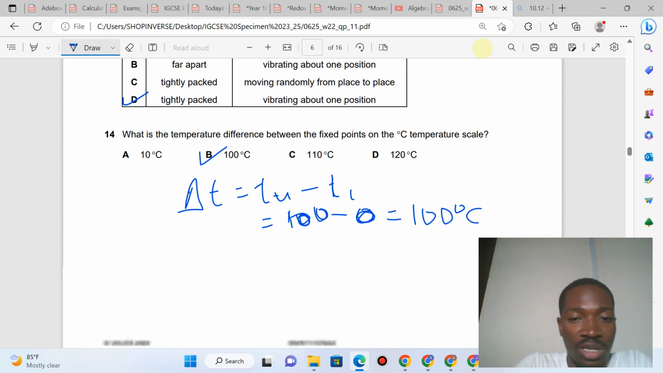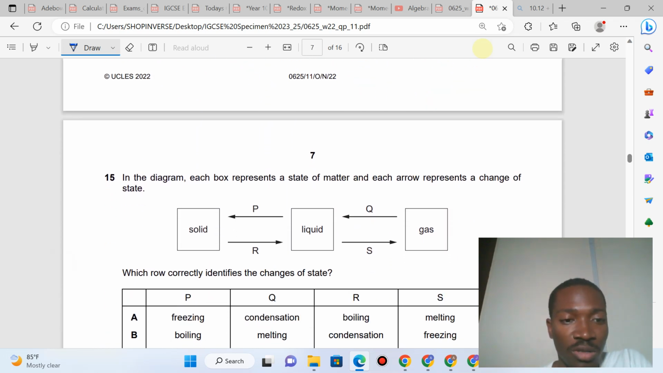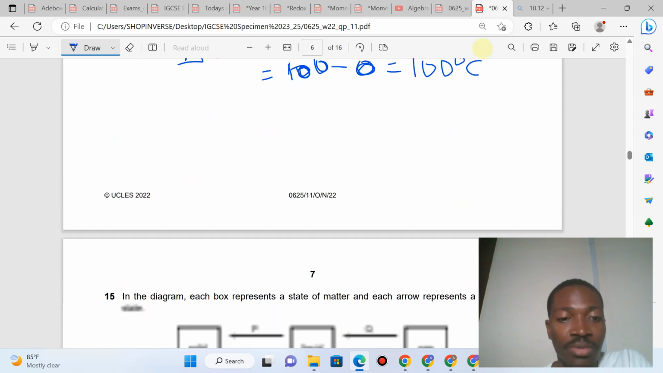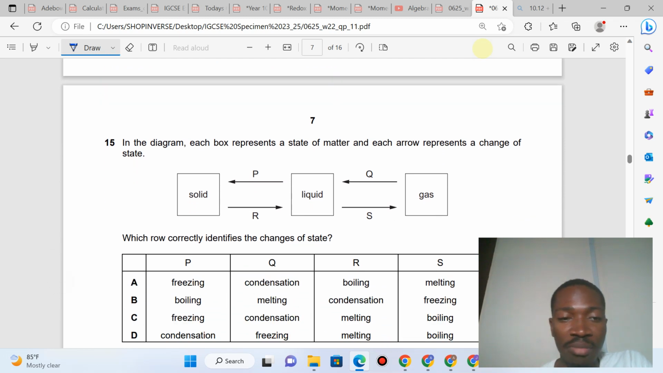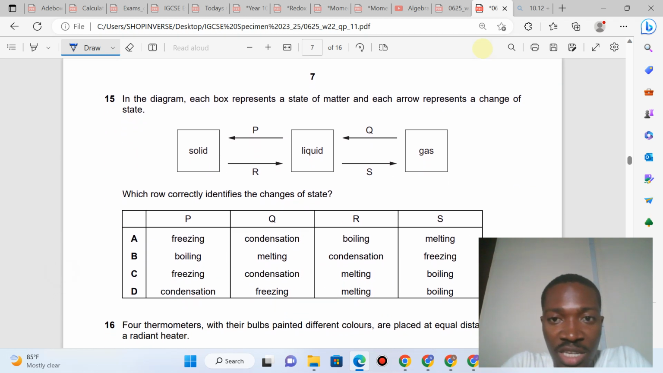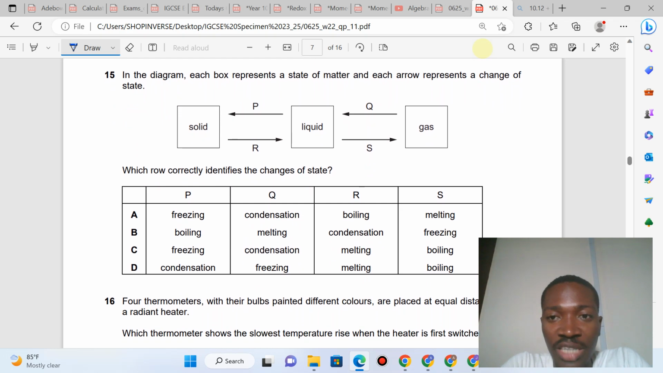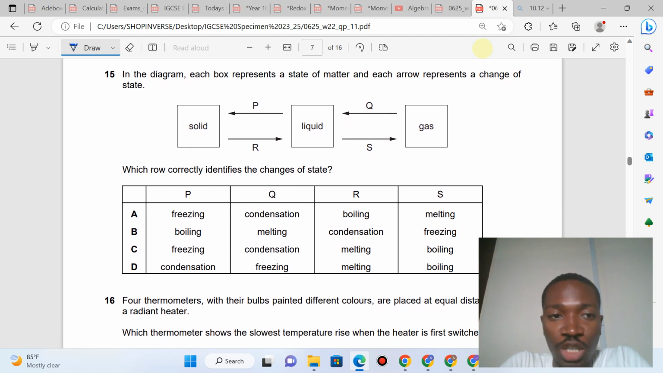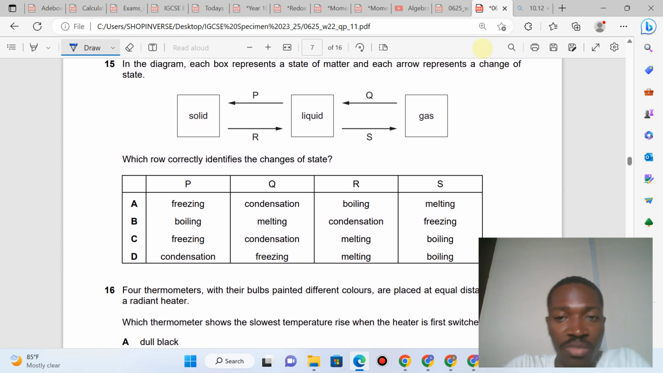Option B is the correct answer to question 14. Question 15. In the diagram, each box represents a state of matter and each arrow represents a change of state. Which row correctly identifies the change of state? So from solid to liquid state is melting. So the arrow should be melting. So under the arrow, we have only these two to be correct.